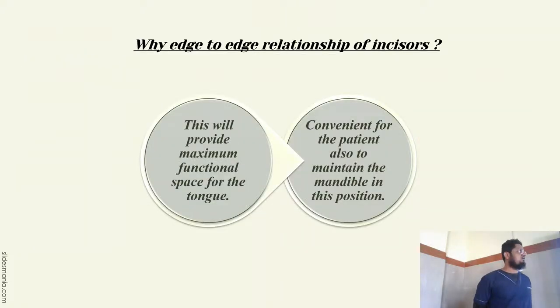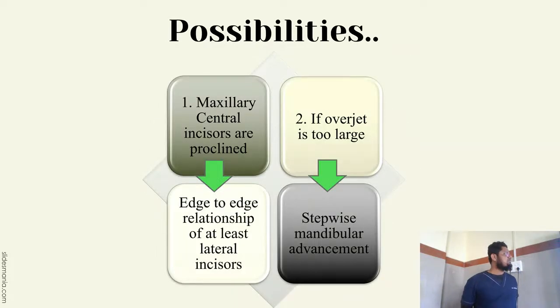Why is the edge-to-edge relationship of the incisors important? Because this will provide maximum functional space for the tongue, since the bionator works on the principle of force modulation, and it is convenient for the patient to maintain the mandible in this edge-to-edge position. There can be possibilities like the maxillary central incisors being proclined. In those cases, an edge-to-edge relationship of at least the lateral incisors can be made, and if the bite is too large, stepwise advancement of the mandible should be done.